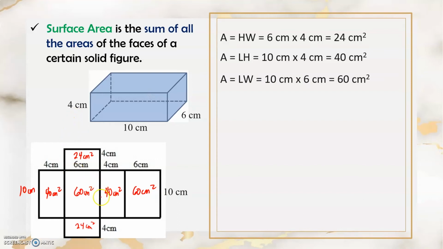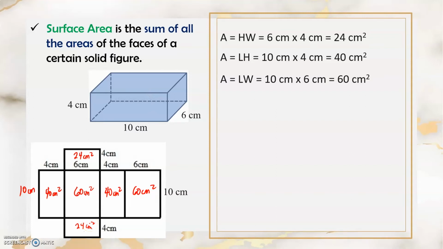Now, if we compute the areas of the other faces, you'll notice that this one is 40 square centimeters since this is also 10 centimeters. Then this is 60 square centimeters since we have 6 centimeters here and this is also 10 centimeters. Then here we have 24 square centimeters because this is also 6 centimeters since the opposite side measures 6 centimeters. And 6 times 4 is equal to 24 square centimeters.